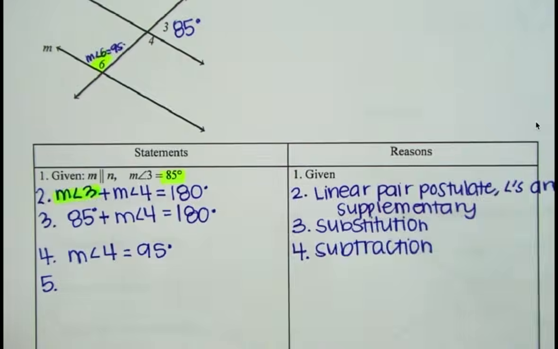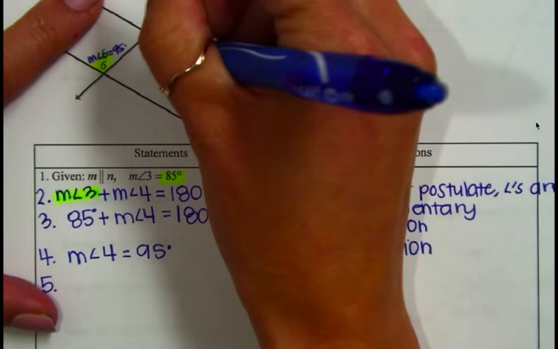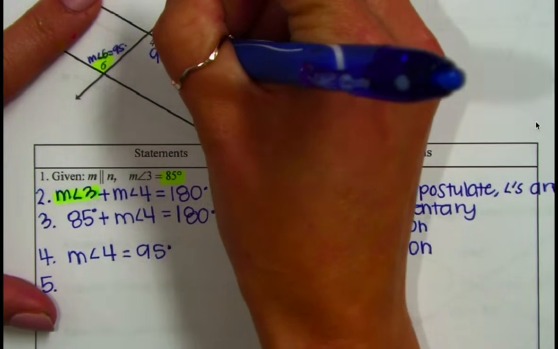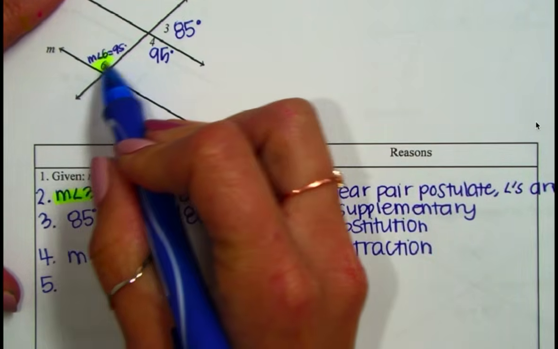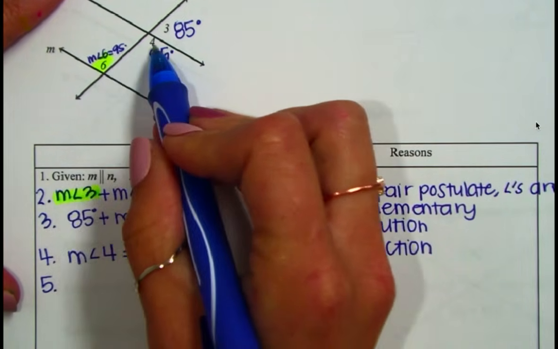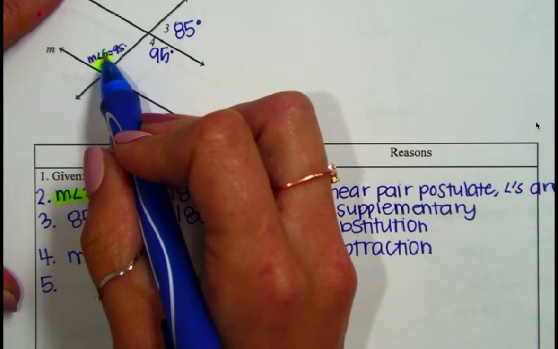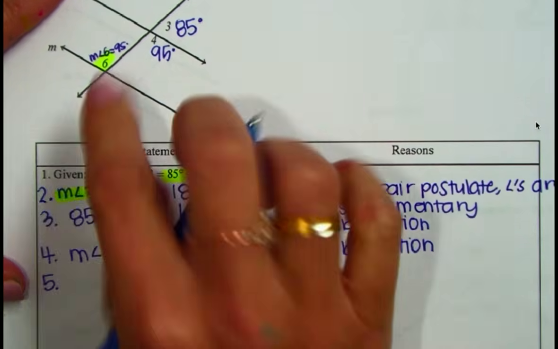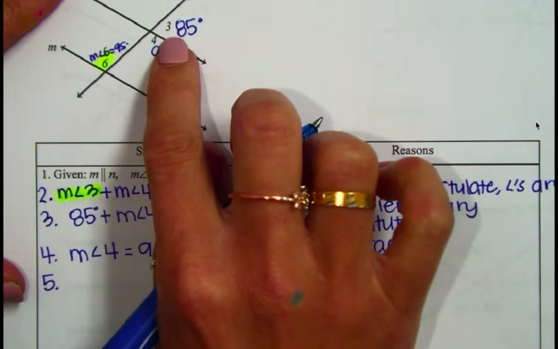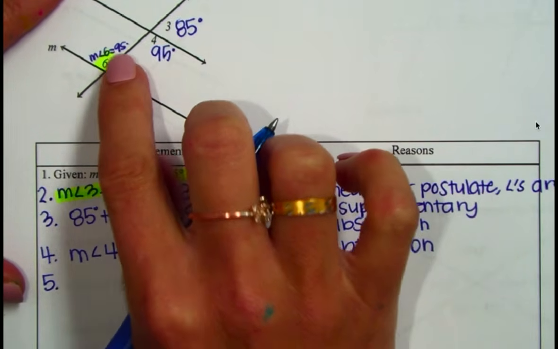Number 5. Now that we know the measure of angle 4 is 95 degrees, we can say that the measure of angle 4 and angle 6 have a relationship, and then we're ultimately going to say that angle 6 is equal to 95. So first thing again is we're going to have to set up the equation or the relationship for angle 4 and angle 6.